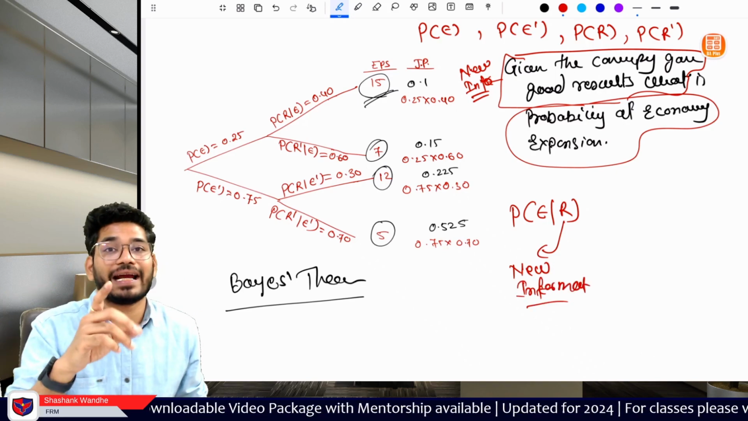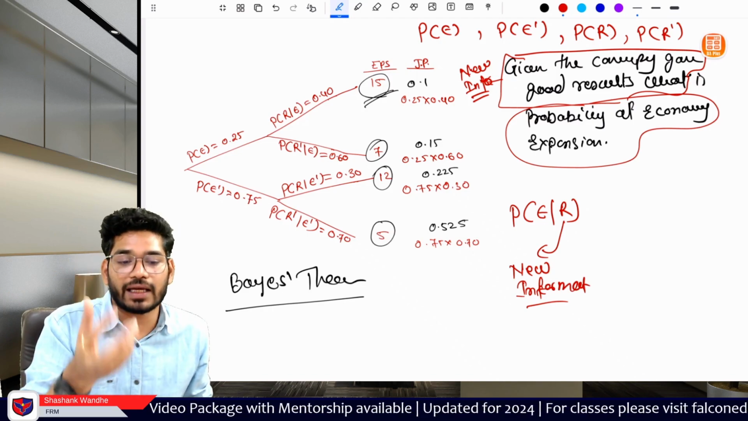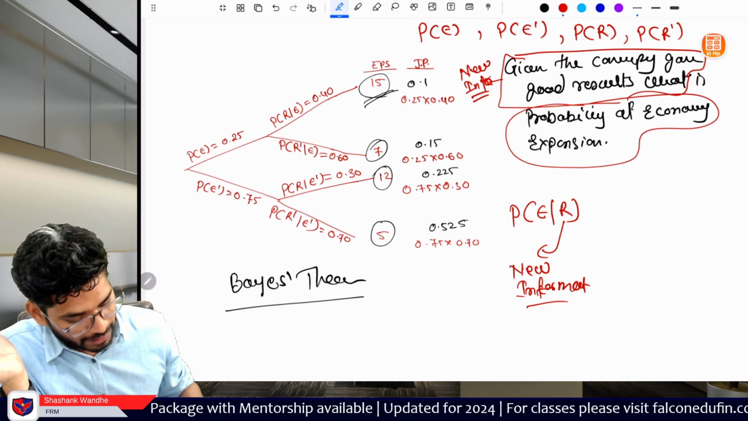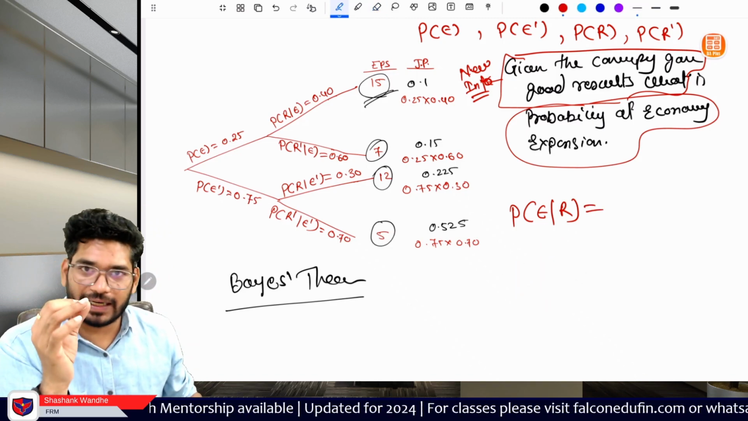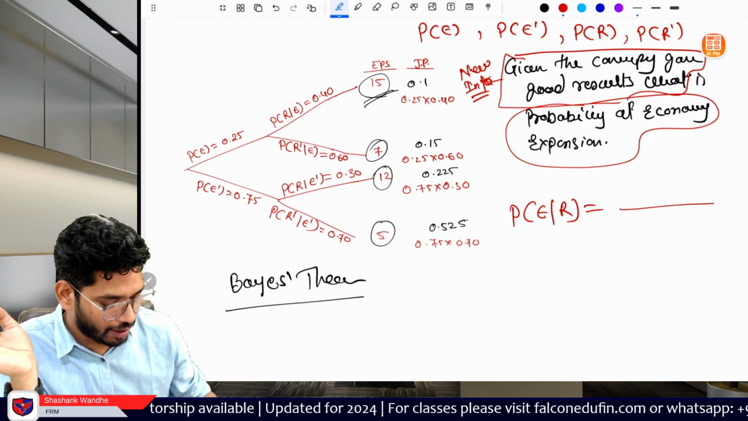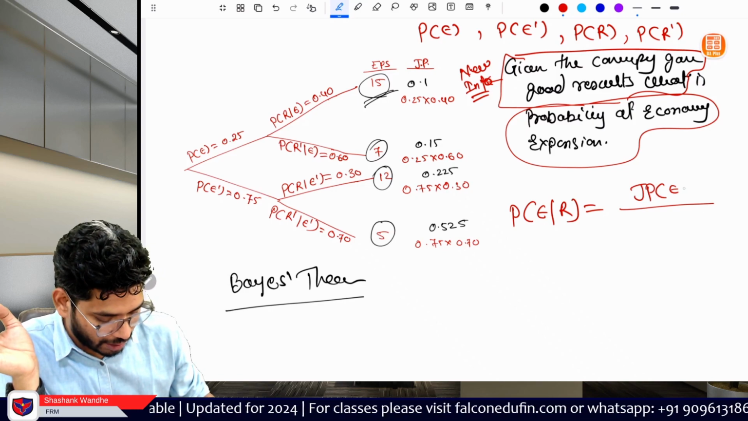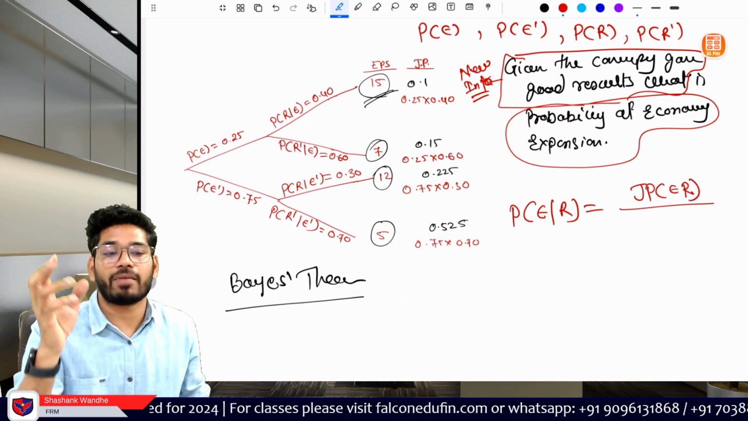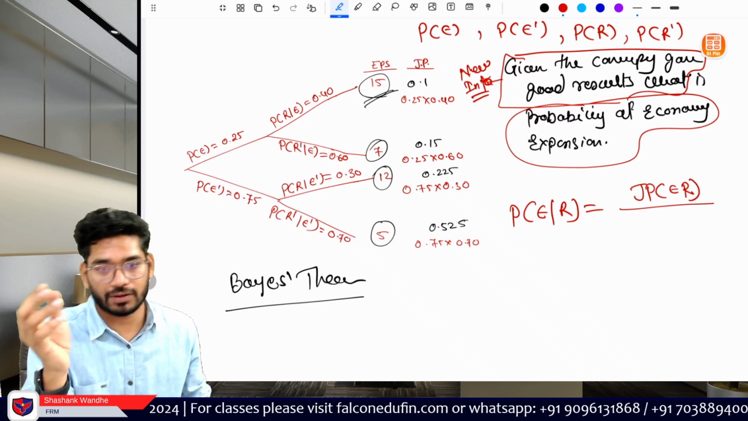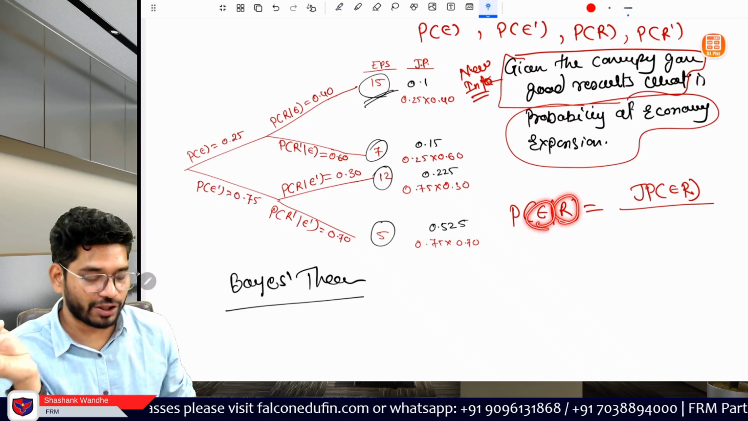And here we are not indicating that this is given, like this is not the conditional probability. This is just the new information. That's it. Now to solve this, the formula is very, very simple. First of all, we need the joint probability of expansion and good results. Why? Because we are doing this calculation for good results and expansion.